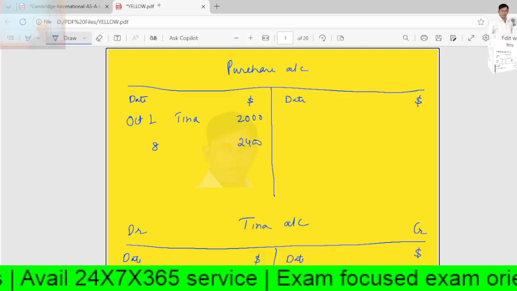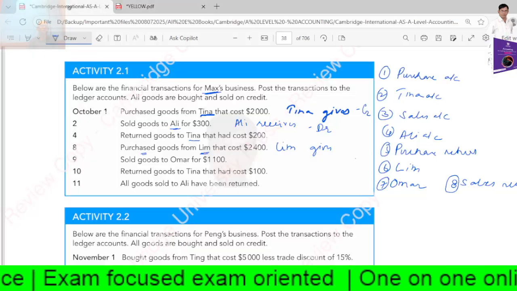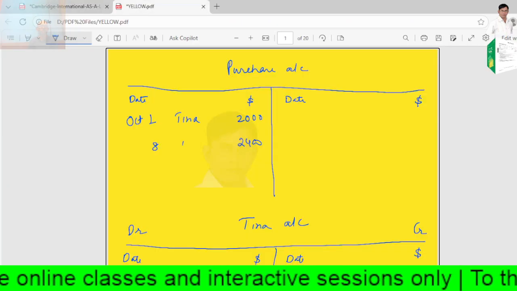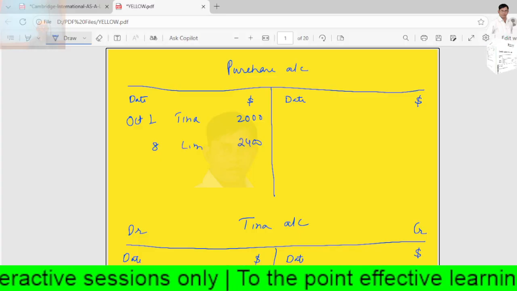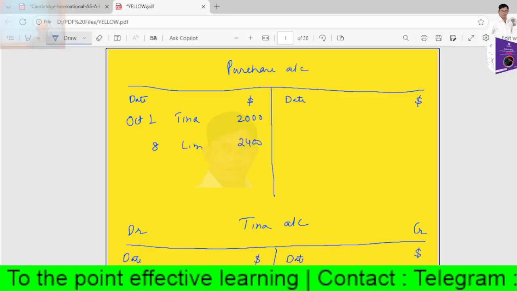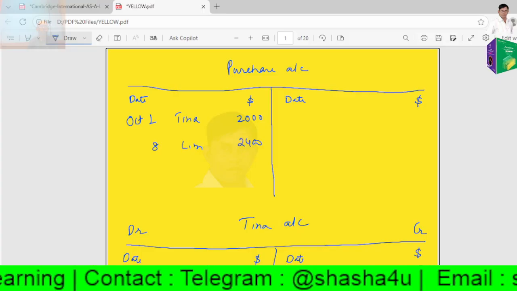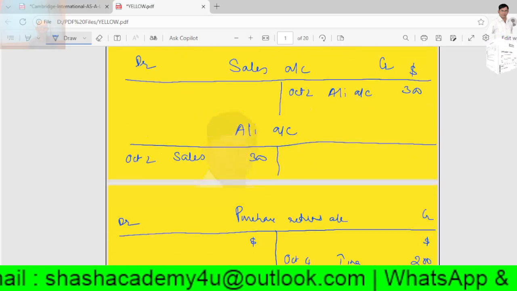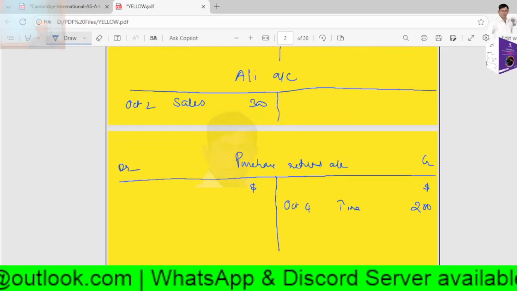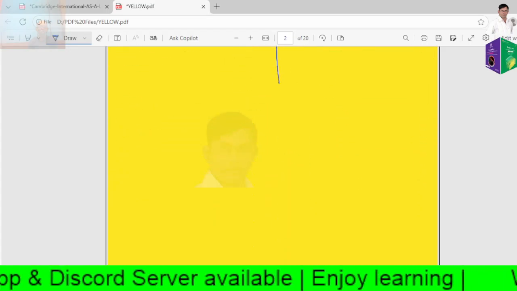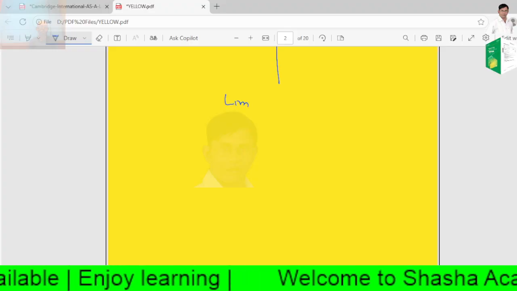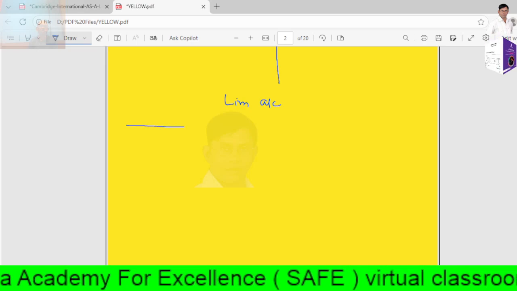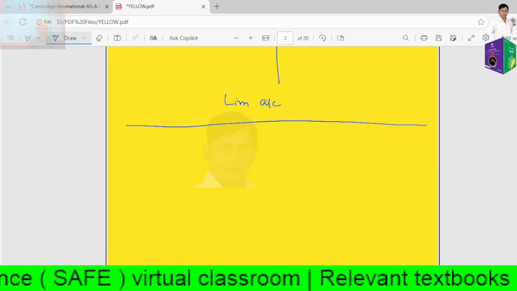From whom? From Lim, isn't it? Yes, Lim. So you have to write Lim. So purchase account is debited with a credit to Lim, and Lim account will be credited. What is Lim account? We have to prepare Lim account. We have to create it.